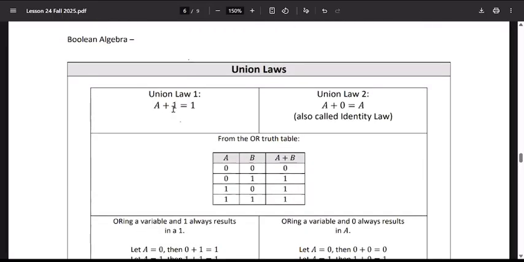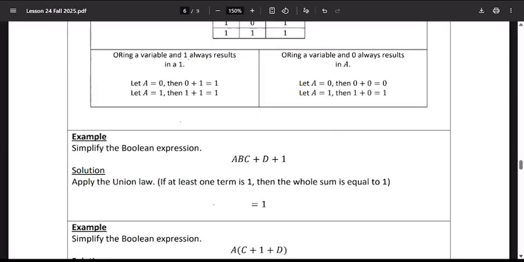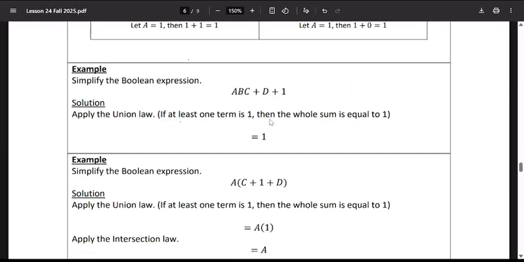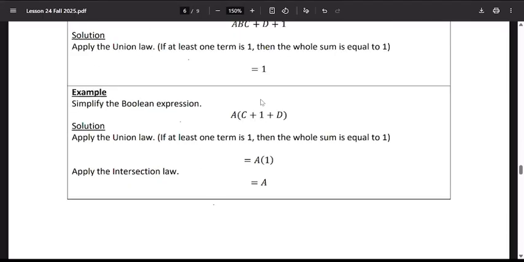If at least one term is 1, the whole is going to be 1, and that was why I have this to be 1. Now in the case here, if you look at the 1 in the parentheses, if at least one term is 1, the whole is going to be 1. So the whole of this is actually going to be 1. So A multiplied by 1, and that's going to be A. That's exactly what I mean by that.